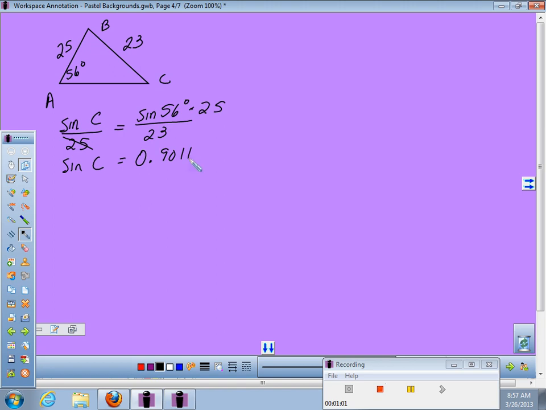Is that a possible value for sine? Yes, that's less than 1. So we know we have at least one triangle here. It works. You're going to do inverse sine. And this time, 0.9011, and this one will come out to be 64.3.